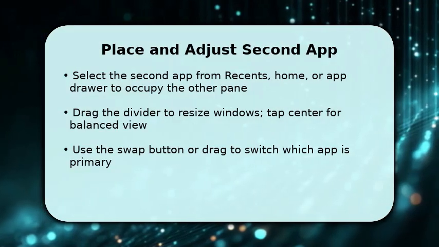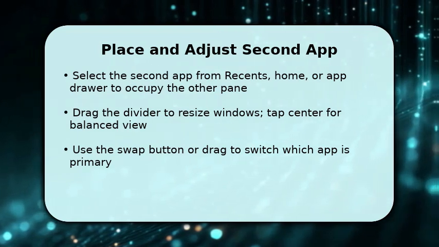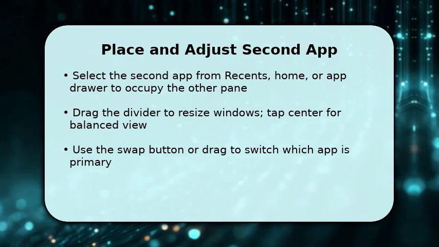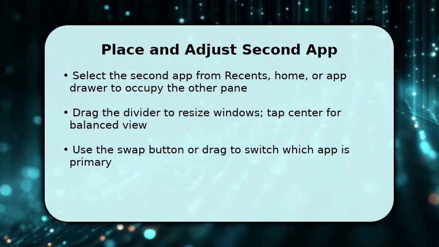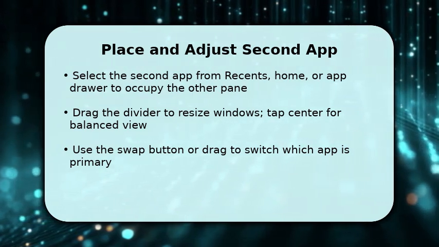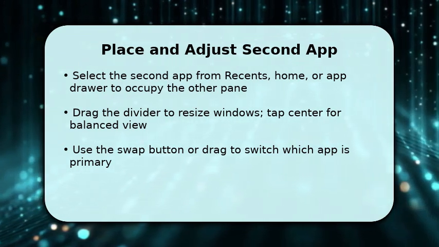Once the first pane is fixed, pick the second app from recent apps, the home screen, or your app drawer to fill the other pane. You can drag the black divider to resize windows so one app is larger. This helps when one task needs more focus. Make sure to use the swap control if you want to flip which app is primary.